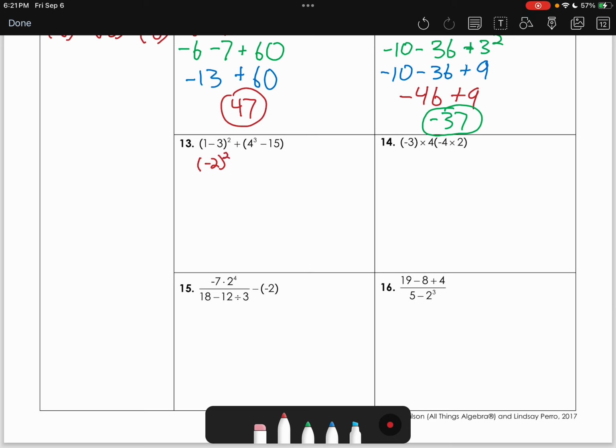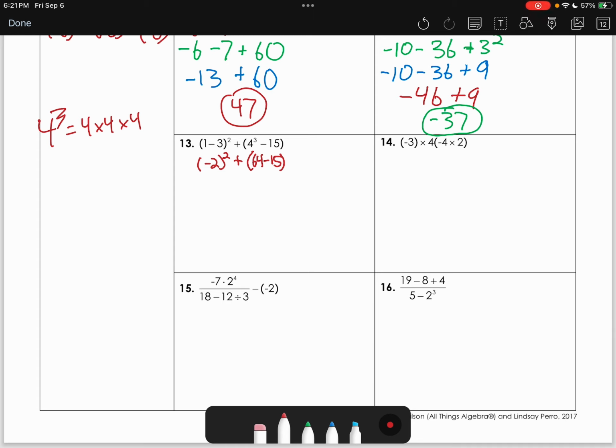And that is to the power of 2 plus. And within these parentheses, we can keep going here. And what's 4 to the power of 3? So 4 to the power of 3 is the same thing as 4 times 4 times 4. Okay. So 4 times 4 is 16. And then 16 times 4 is going to be 64. I had to think about that for just a moment. So 64 minus 15.